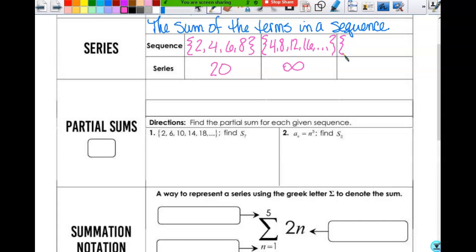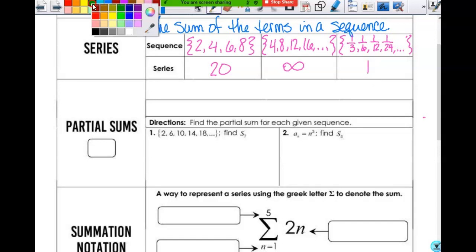If I have like 1/3, 1/6, 1/12, 1/24, and so on, right, then my fractions keep getting smaller and smaller and smaller. If I add all those up, I actually get 1. And we'll look at how that works when we get to the geometric series part of this. But that's the difference between your sequence and your series.